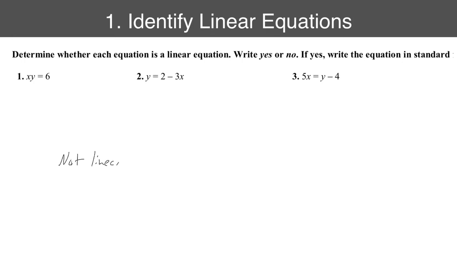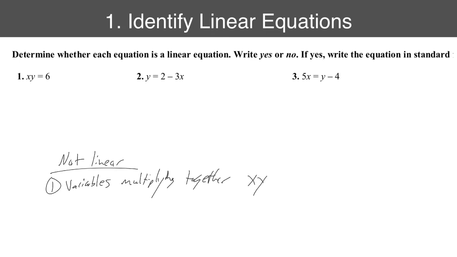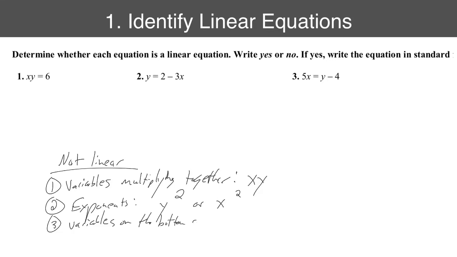Not linear. All right, so the 4 things you're looking for: first, variables multiplying together. So that would be something like x, y. Second is exponents. So if you see something like y squared or x squared, something like that. Third is variables on the bottom of fractions. So something like 1 over x or 6 over y, anything like that.